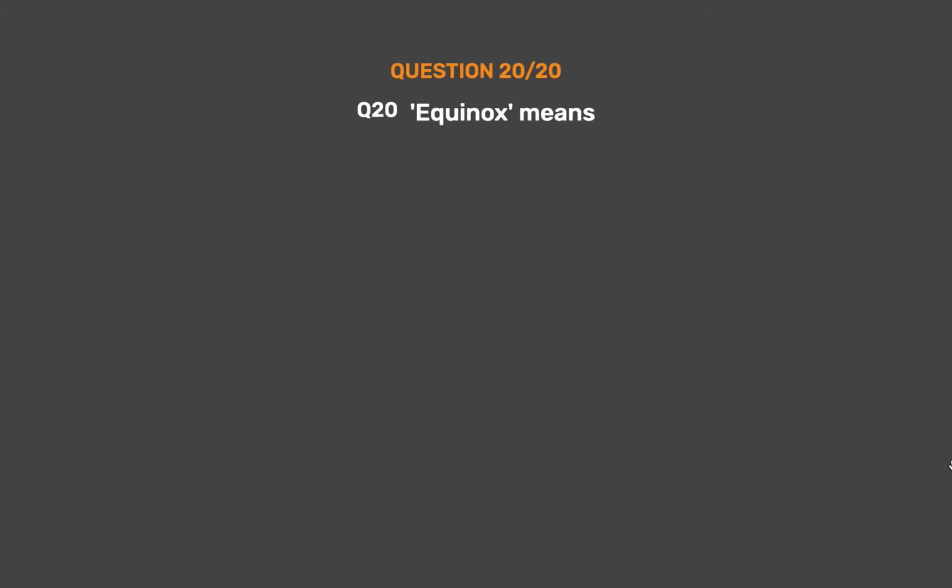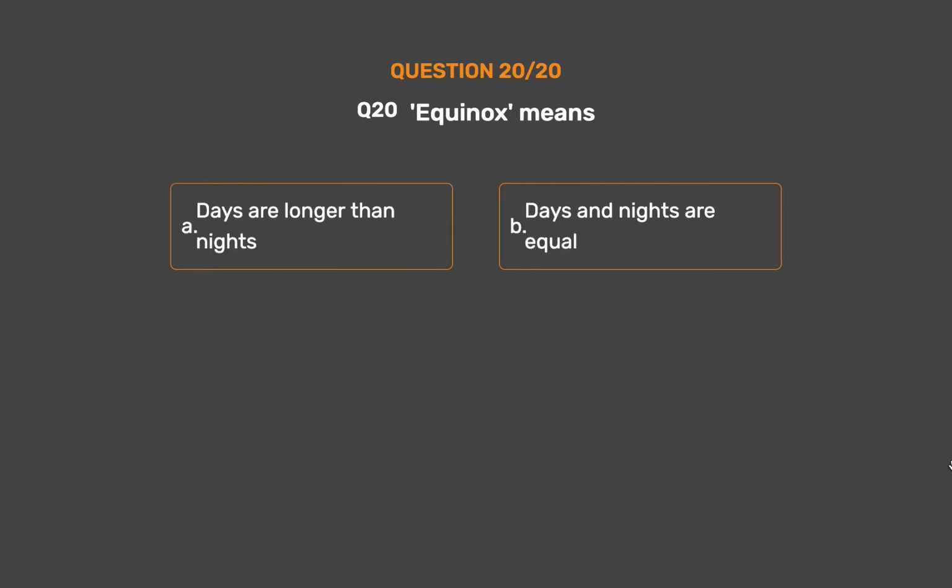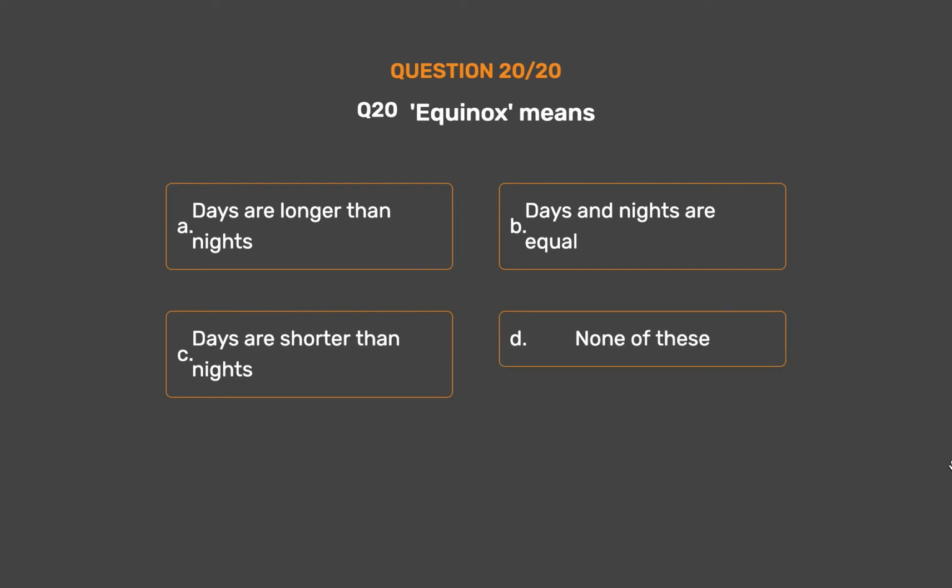Question number 20. Equinox means. Option A. Days are longer than nights. Option B. Days and nights are equal. Option C. Days are shorter than nights. Option D. None of these.